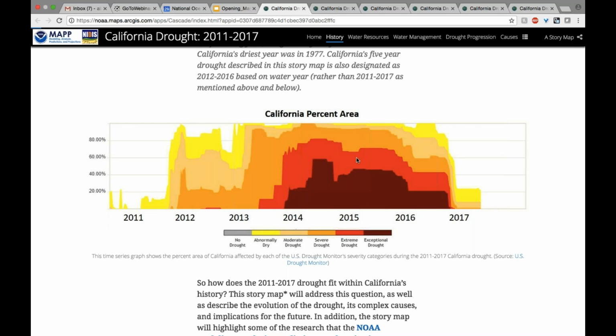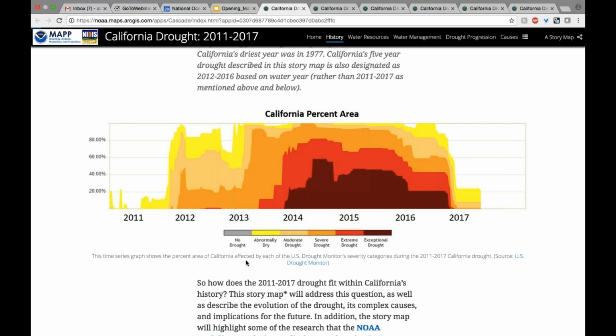And this image here that we're focusing on shows a percent area of California affected by each of the drought categories for the 2011 through 2017 California drought. So given this setting, we asked the question that you can see here in the story map: how does the 2011 to 2017 drought fit within California's history? And so we try to answer this question through this story map, and our speakers may discuss this more today.